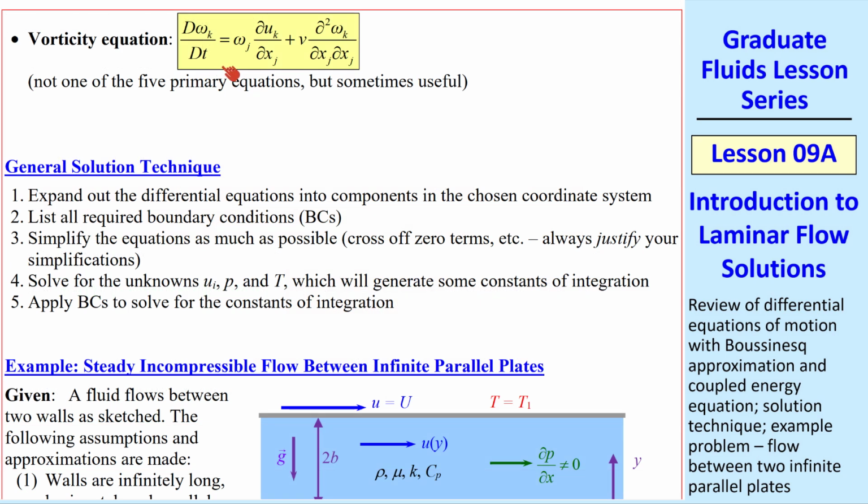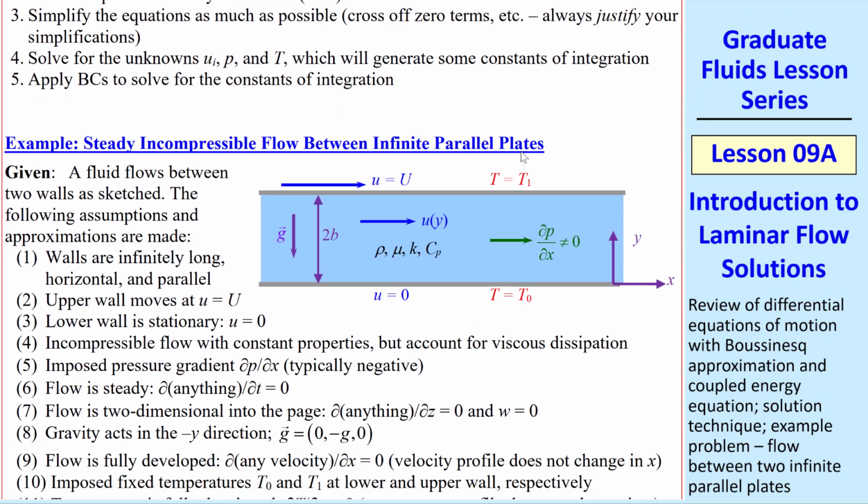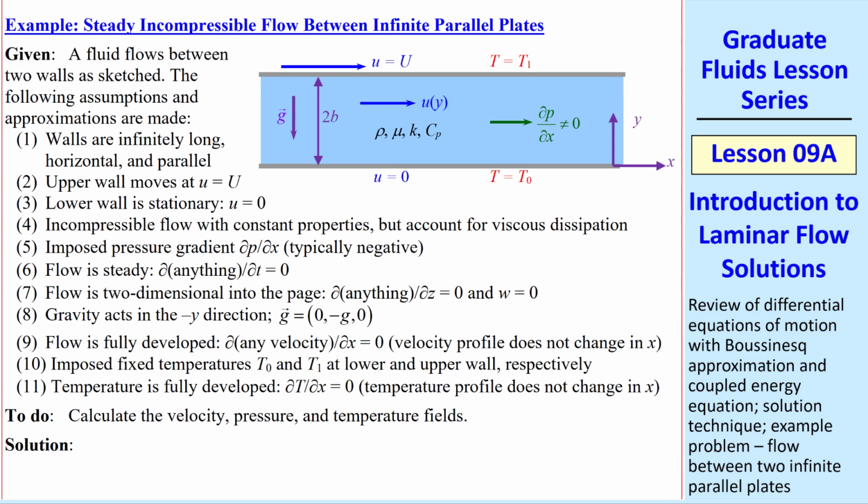I also write out the vorticity equation, which is not one of the 5 primary equations, but we will sometimes find it useful. I'll quickly go over a general solution technique, and then we'll do an example. First, you expand out the differential equations. You list all the boundary conditions, simplify the equations as much as possible, solve for the unknowns, and then apply the boundary conditions. Here's the example I'll do: steady incompressible flow between infinite parallel plates.